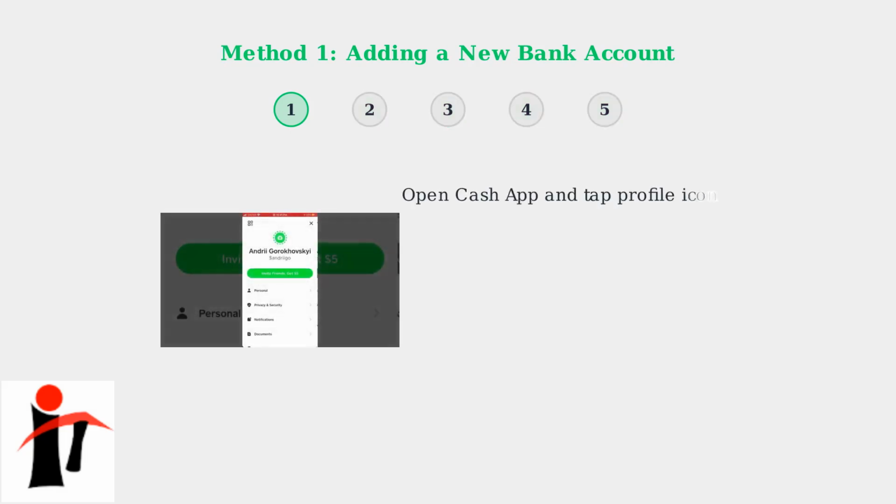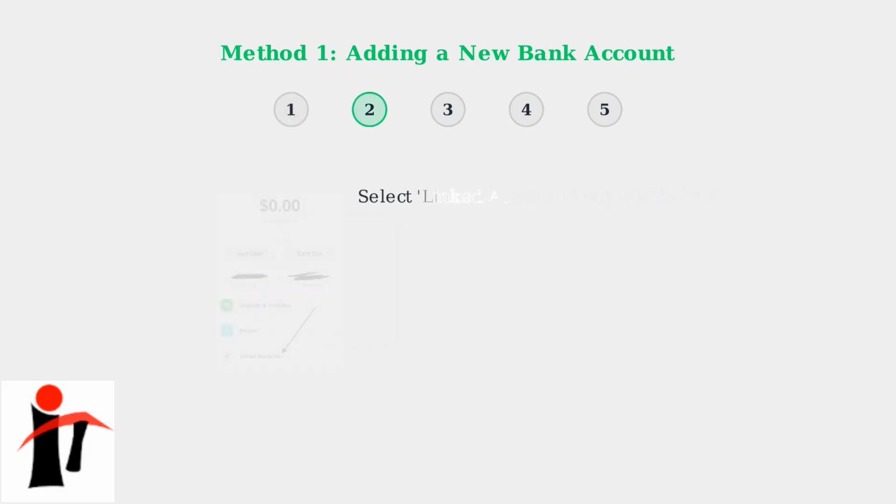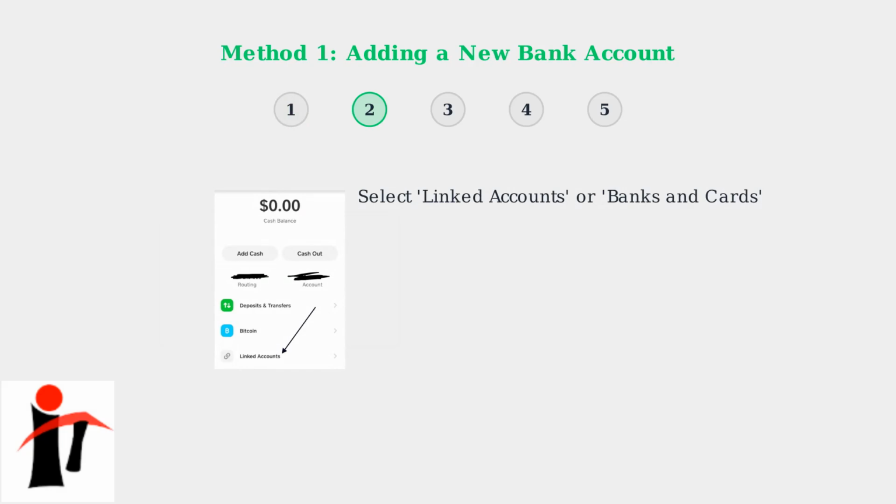Step 1. Open your Cash App and tap on your profile icon. This is typically located in the top corner of your screen and will take you to your account settings. Step 2. In your profile menu, look for and select Linked Accounts or Banks and Cards. This section manages all your connected financial accounts.